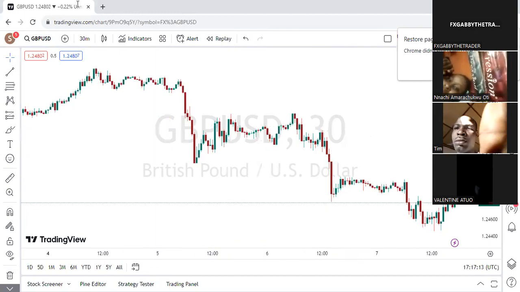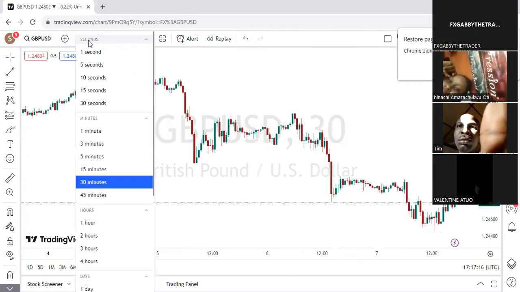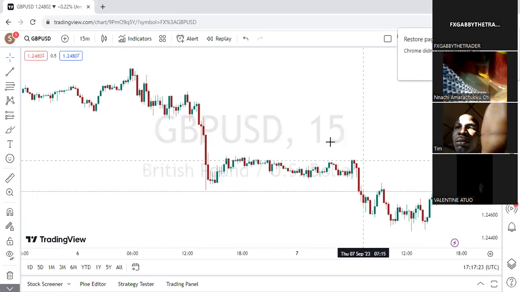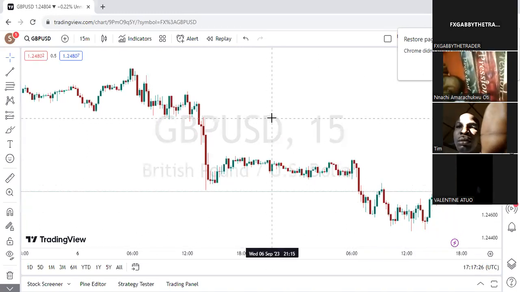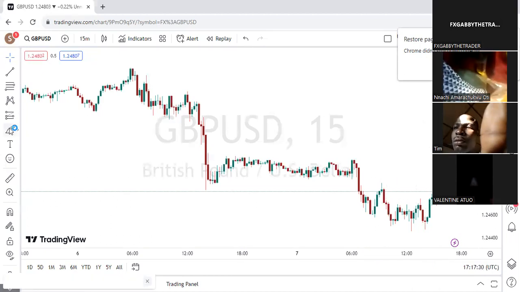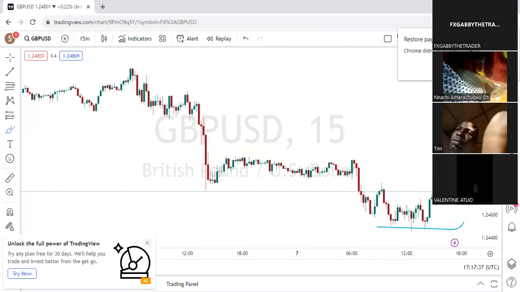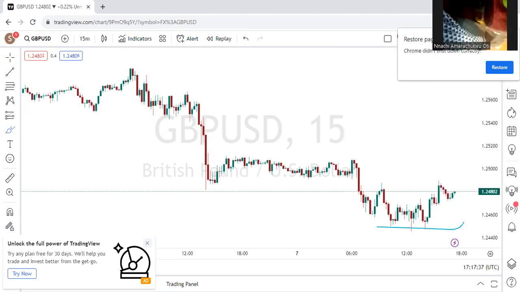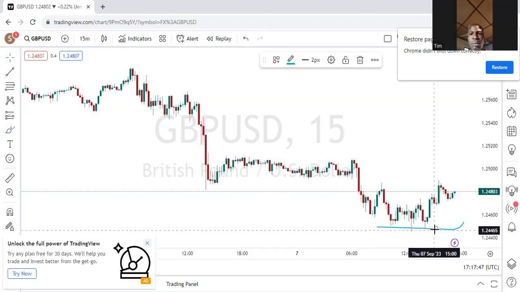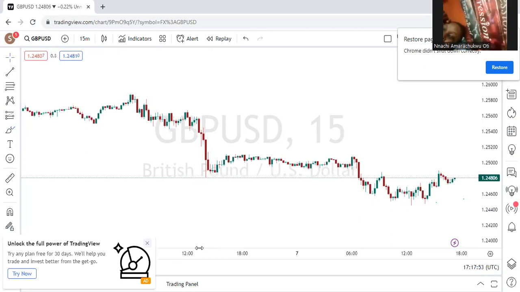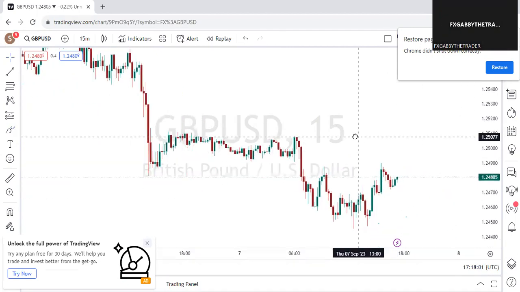So this is TradingView, the same time frame at this toolbar here. Remember, I told you if you put it on 15 minutes, each candlestick is going to represent 15 minutes. This is GBP USD, and GBP is buying on the 15 minutes. Now, this is the 15 minutes time frame.